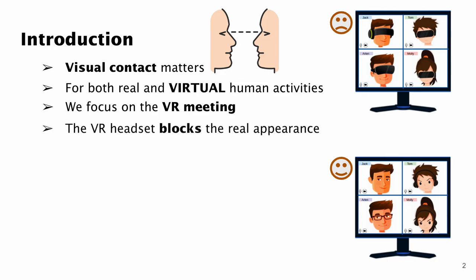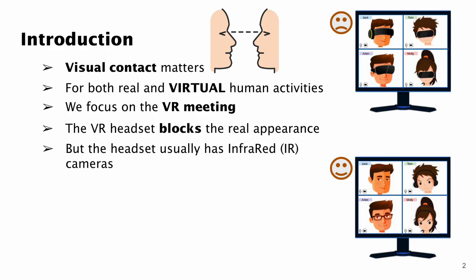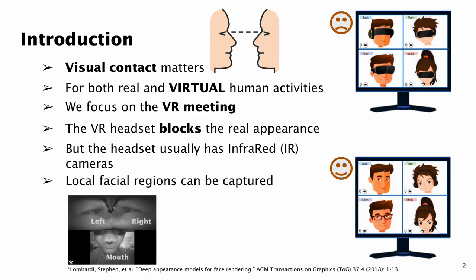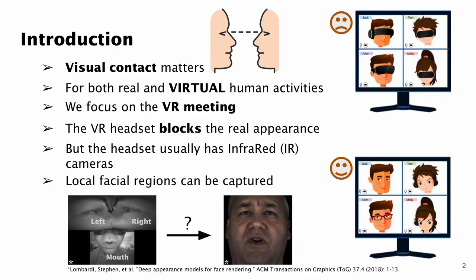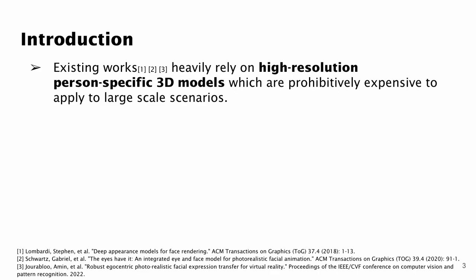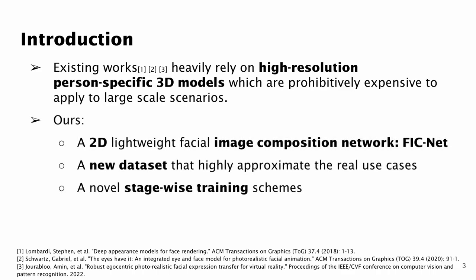The good news is that the VR headset usually has infrared cameras which are able to capture local facial regions in the dark environment inside the headset. So now the restoration problem becomes how can we generate the complete face from the partially captured local regions? Existing methods to this problem heavily rely on high-resolution person-specific 3D models which are prohibitively expensive to apply to large-scale scenarios. Our solution is to propose a 2D lightweight facial image composition network, which we call FIC-Net.